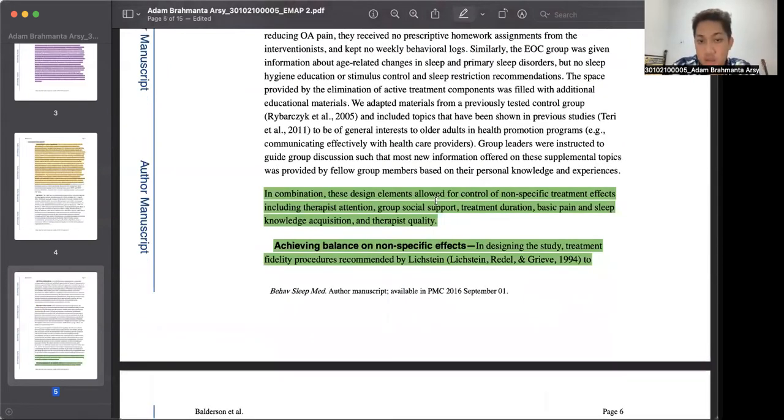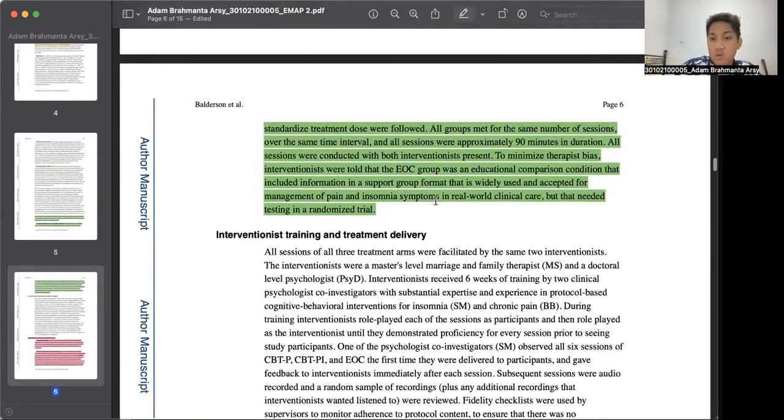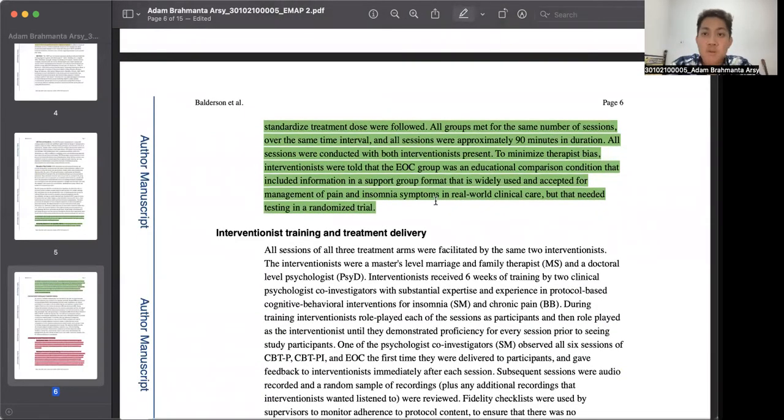In combination, these design elements allowed for control of non-specific treatment effects, including therapist attention, group social support, treatment duration, basic pain and sleep knowledge acquisition, and therapist quality, achieving balance on non-specific effects. In designing the study, the treatment fidelity procedures recommended by Lichstein to standardize treatment dose were followed. All groups met for the same number of sessions over the same time interval, and all sessions were approximately 90 minutes in duration. All sessions were conducted with both interventionists present to minimize therapist bias.